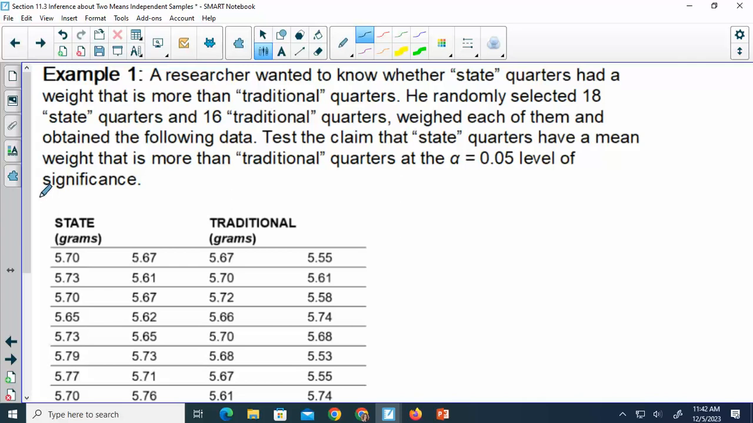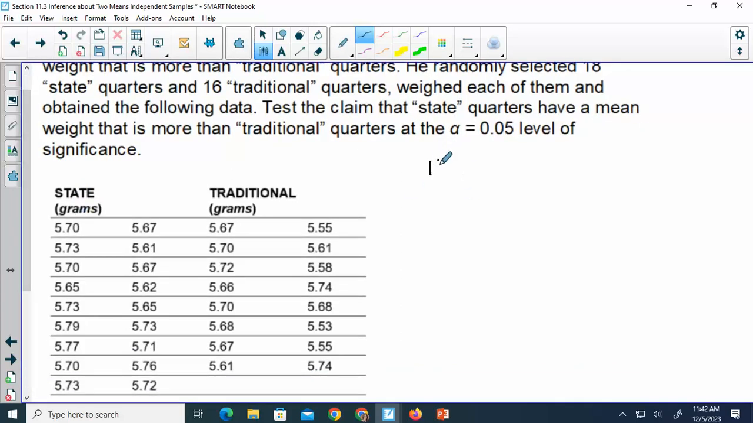So a researcher wanted to know whether state quarters had a weight that is more than traditional quarters. He randomly selected 18 state quarters and 16 traditional quarters, weighed each of them, and obtained the following data. Test the claim that state quarters have a mean that is more than traditional at the alpha equals 0.05 level.